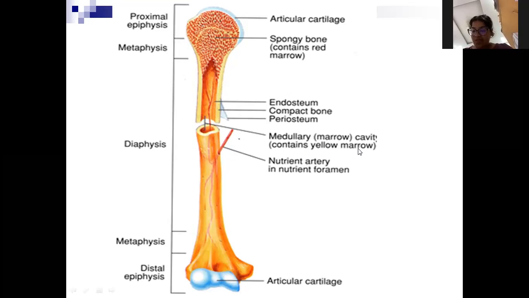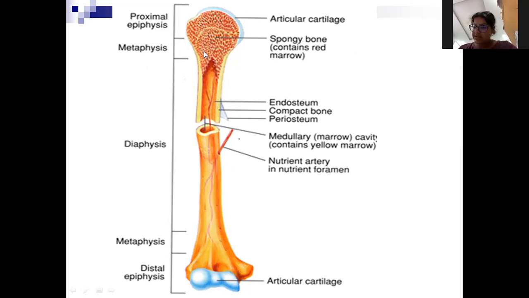But throughout life we require hematopoiesis, the production of cells. That's the reason you will see that towards the ends of the bone it is always spongy, what you have seen in the broken bones. These spongy bones contain red bone marrow. So red bone marrow is the place which is actively working for the production of RBCs and all different types of blood cells. Is it clear?